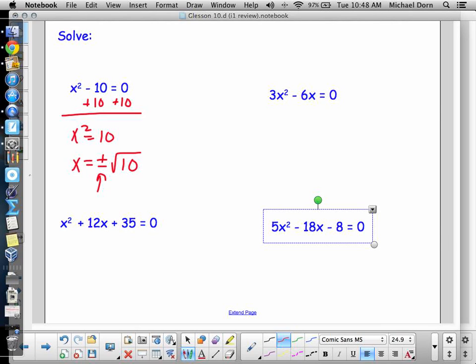Greatest common factor, which would be 3x, leaves me with x minus 2 equals 0. And now that we've got it factored, I just take each individual factor and solve it for 0. What value of x makes 3x into 0? No, negative 3 would give me negative 9. Just 0, right? 3 times 0 is 0. What value of x makes this one into 2? A 2. So my solutions are x equals 0 or 2.